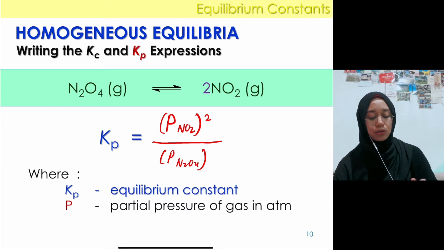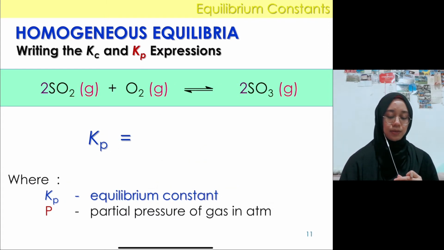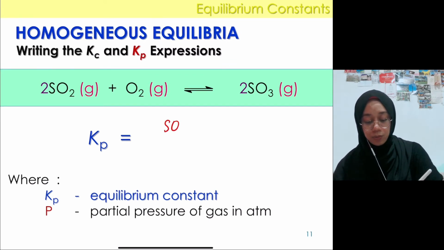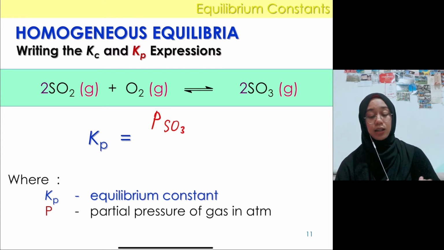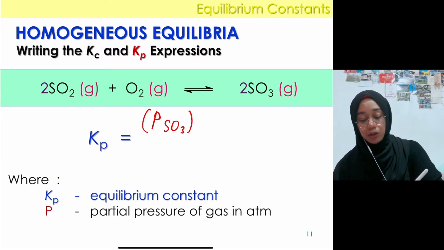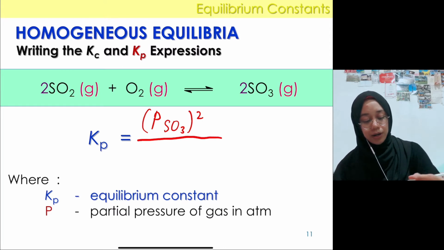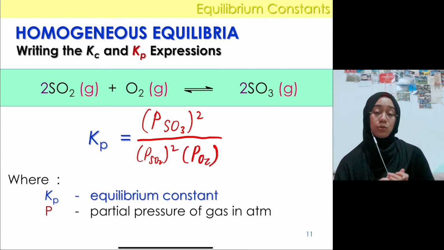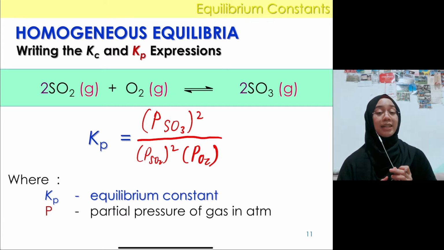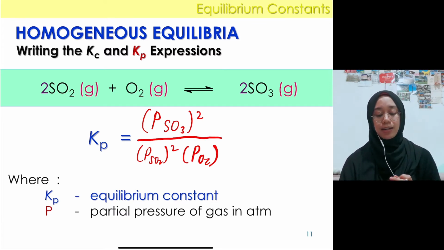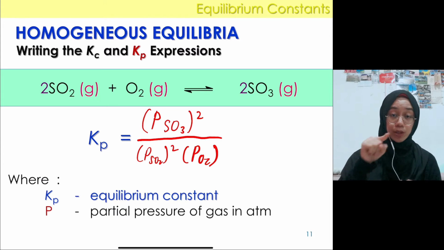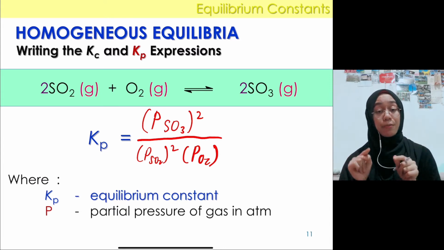Then, if we look at the next example, here we have SO3. Again, all of these are gas. We put the partial pressure of SO3 to the power of 2, divided by the partial pressure of SO2 to the power of 2 times the partial pressure of O2. So you can catch up quickly with this example. It's easy. What is important is product over reactant. If Kp, we use the partial pressure symbol P. If Kc, we use square brackets.